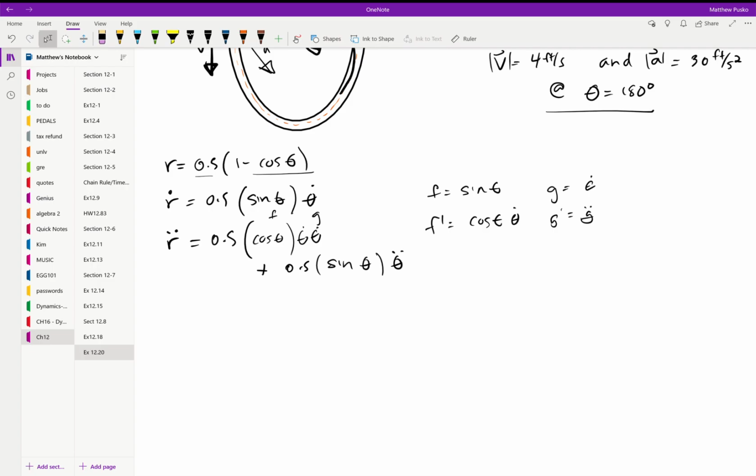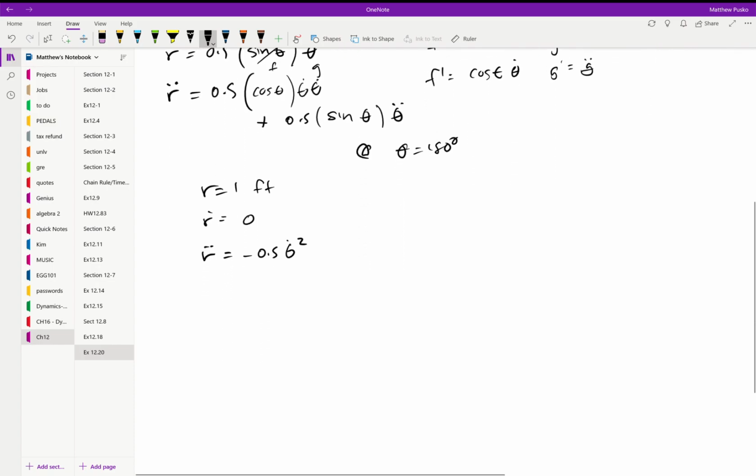Okay, evaluating at theta equal to 180 degrees, we can find r is equal to 1 foot. We can find r dot is equal to 0. That means that went away, right? The sine or y value at 180 degrees is 0. That doesn't mean the acceleration is 0 though. Go ahead and plug in values. You'll get an r double dot equal to a negative 0.5 theta dot squared.